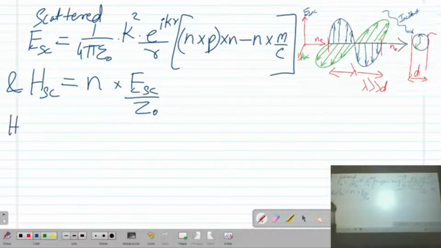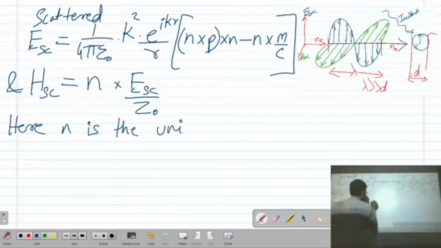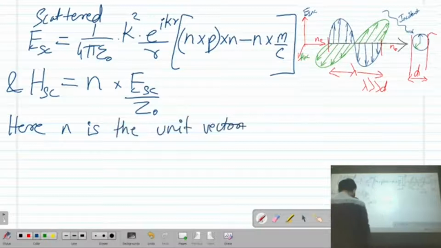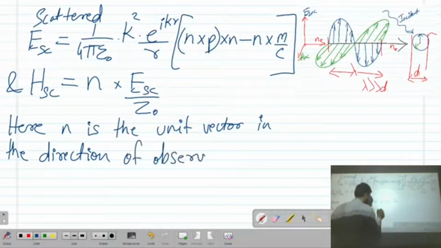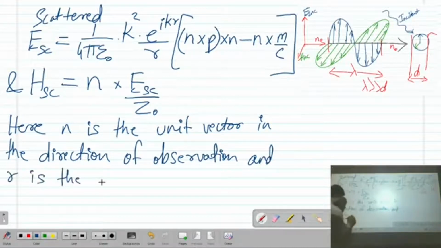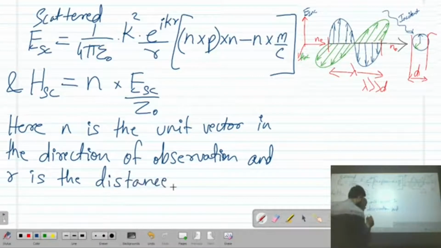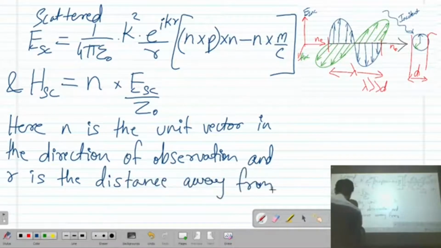Here n is the unit vector in the direction of observation, and R is the distance away from the scatterer.